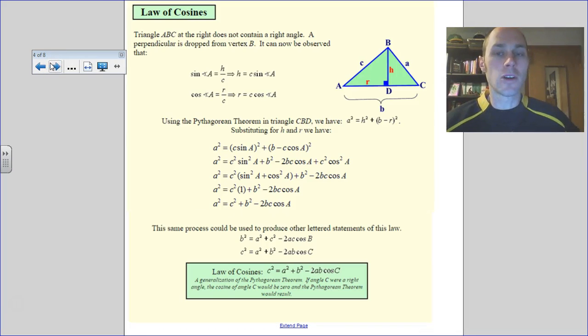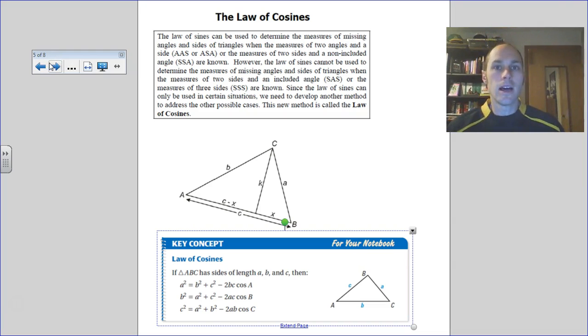Okay, next we talk about the law of cosines. Law of sines and law of cosines both deal with non-right triangles. The law of sines helps us to find measures of missing angles and sides when the measures of two angles and a side, or the measures of two sides and a non-included angle are known. However, the law of sines cannot be used to determine the measures of missing angles and sides of triangles when the measures of two sides and an included angle, or the measures of three sides, are known. Since the law of sines can only be used in those certain situations, we need another method, and this method is known as the law of cosines.